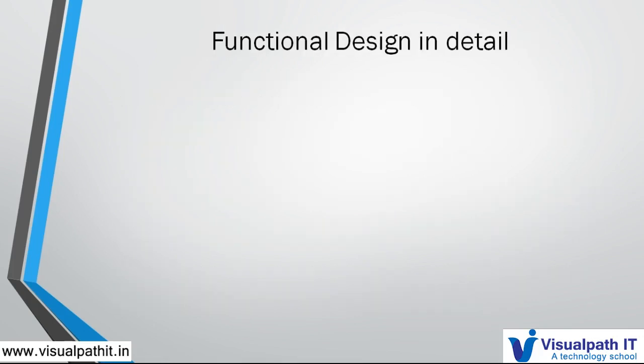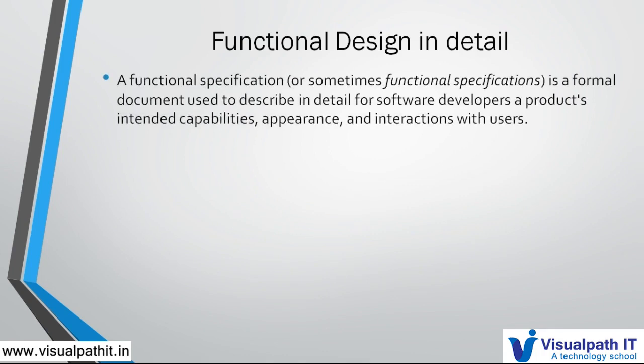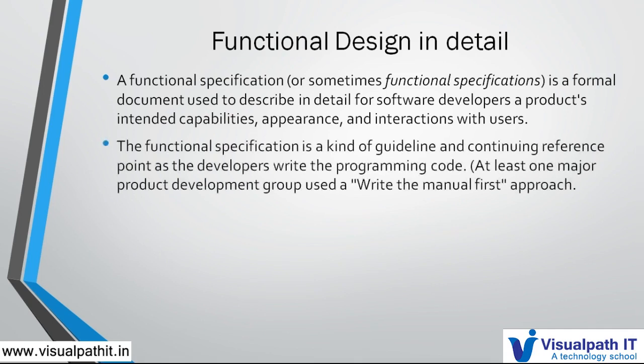Let's go into detail. Let's understand functional specification in detail. A functional specification is sometimes a formal document used to describe in detail for software developers a product's intended capabilities, appearance, and interaction with users. The functional specification is a kind of guideline and continuing reference point as the developers write the programming code.